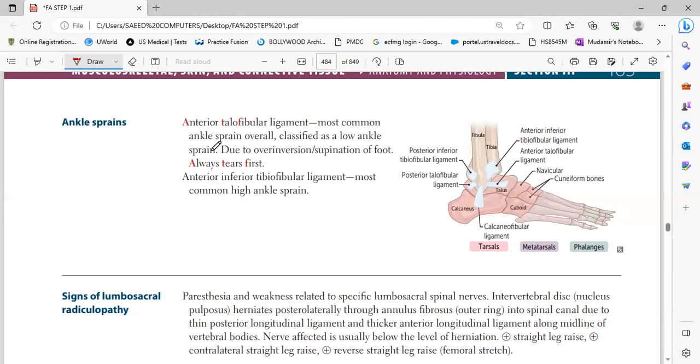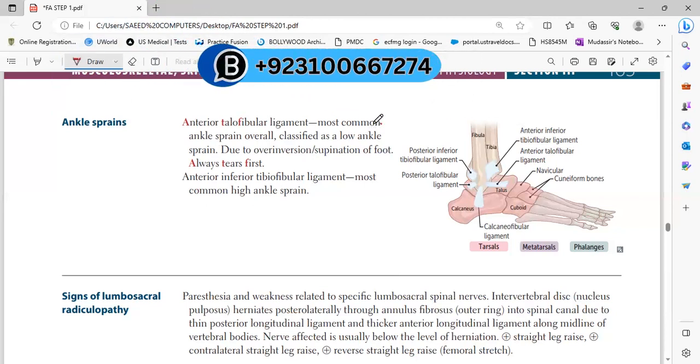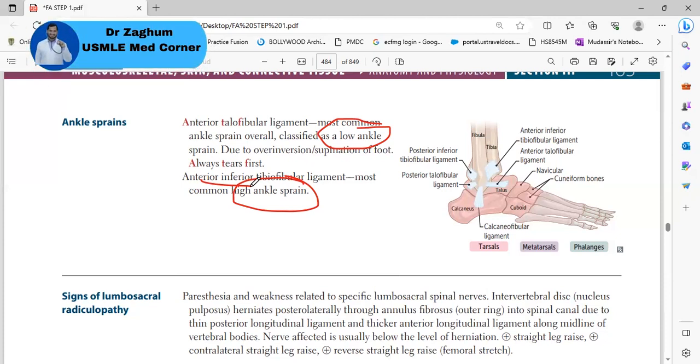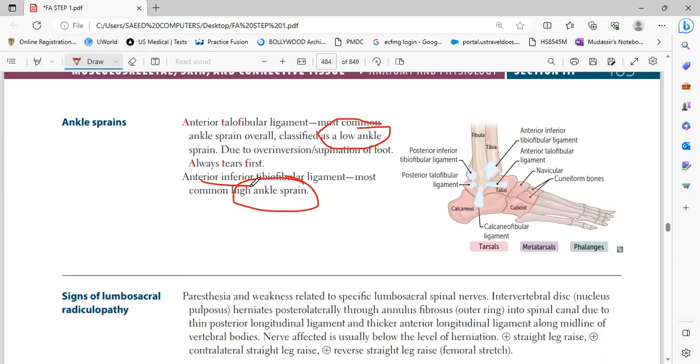Then the anterior inferior tibiofibular ligament is the most common cause of high ankle sprain. Here you can see low ankle sprain and high ankle sprain. This is the most common cause of high ankle sprain. And you will always remember. Okay, next are the important MCQs.